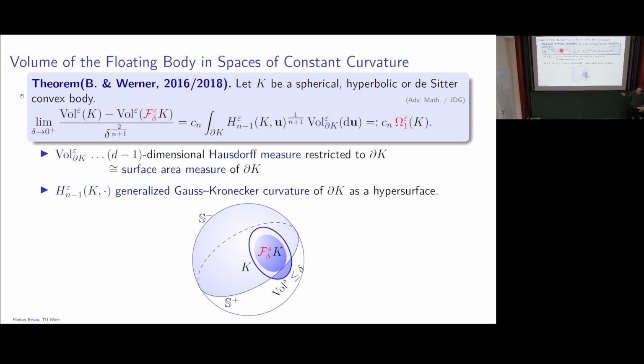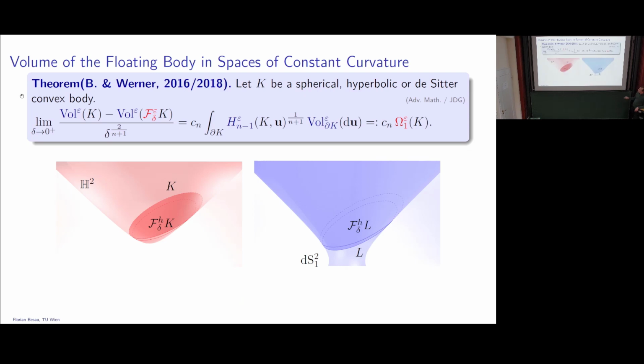So our first result for the non-Euclidean case was looking at the volume of the non-Euclidean floating bodies, and it gives you a curvature measure of this form, where you take the Gauss-Kronecker curvature now again to this magic power 1 over n plus 1. So this is exactly Blaschke's affine surface area now in the non-Euclidean setup, where we take the Gauss-Kronecker curvature with respect to the ambient space, so the spherical ambient space, and the surface area measure has to be replaced with the spherical analog, the spherical boundary measure with respect to the ambient space of the sphere. And the same is true in hyperbolic space and also de Sitter space.